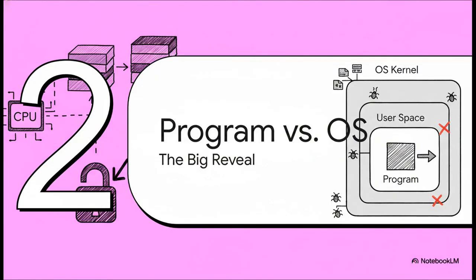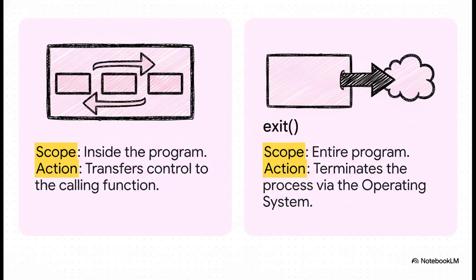So, is it a contradiction? Actually, no, not at all. The answer is all about shifting our perspective. This is the big reveal, and it all comes down to understanding the massive difference between the world inside your program and the operating system that's running it. And this chart illustrates it perfectly. So look at return. Its scope is tiny. It's just inside the program. Its job is to transfer control from one function to another. It's an internal conversation. Now look at exit. Its scope is the entire program. Its action? It terminates the whole process by yelling out to the host environment, to the operating system itself. It's not talking to another function, it's talking to the boss.